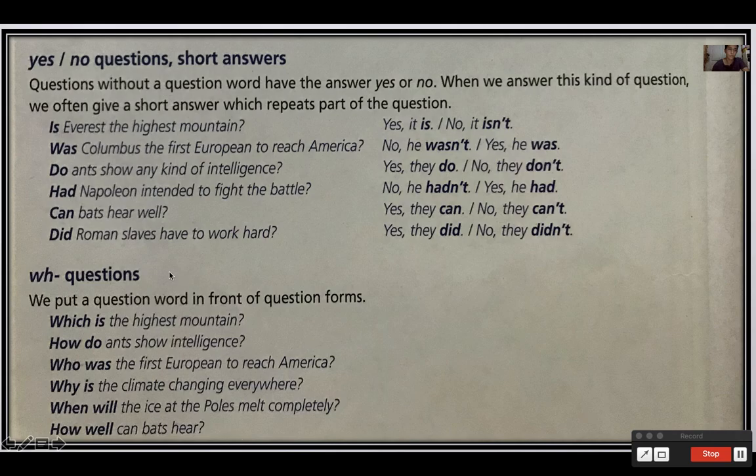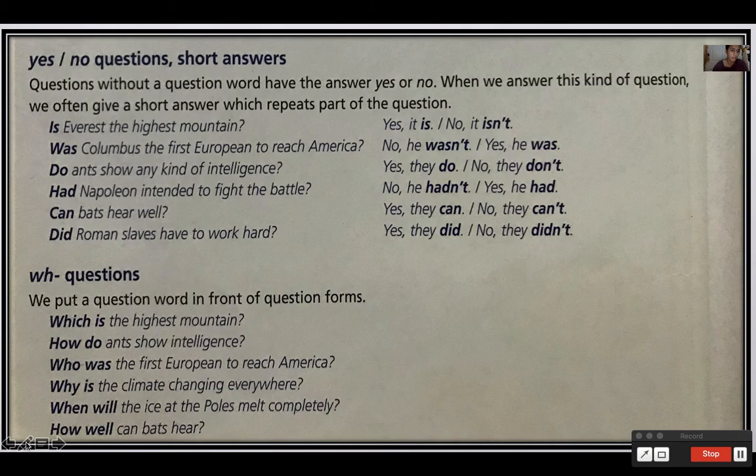So you have to remember, inversion is when we switch the auxiliary and put it first, before the pronoun. Okay, so to make yes/no questions, or short answers, is when you answer yes, like yes she does or no she doesn't, or I do or I don't. Those are yes/no question answers. A question would have the answer yes or no. When we answer that kind of question, we often give a short answer which repeats part of the question. As an example, is Everest the highest mountain? Yes, it is. Not it isn't.